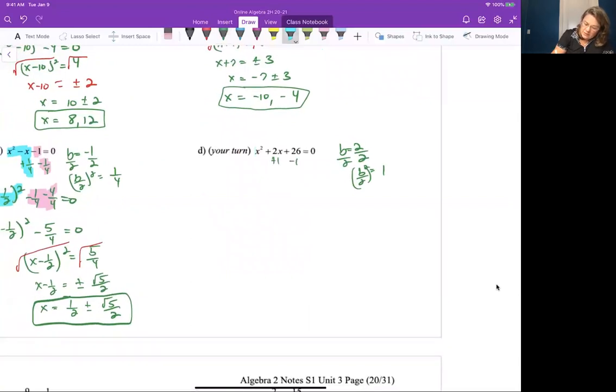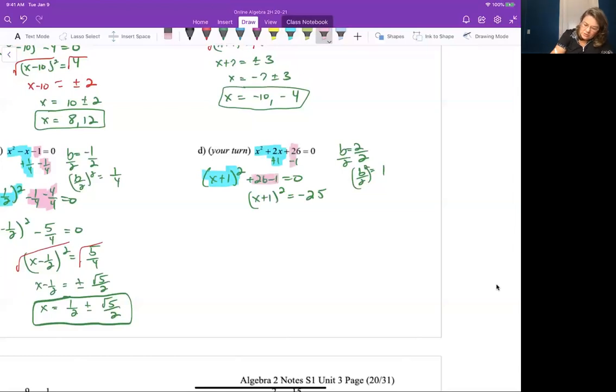Why do we do that? We do that because we just created a perfect square. So we get, what is b divided by 2? It's 1. And then I have plus 26 minus 1 equals 0. Plus 26 minus 1 is 25. We're going to move that over to the right-hand side, and we will get (x plus 1) squared is equal to negative 25.